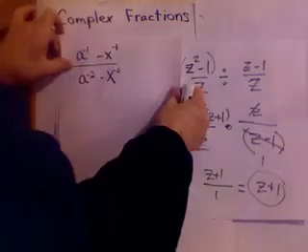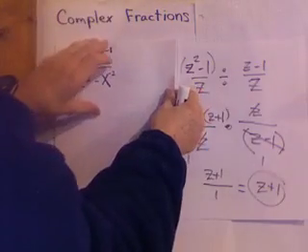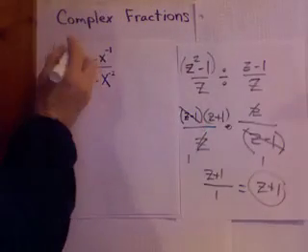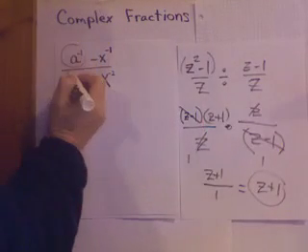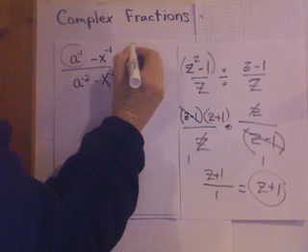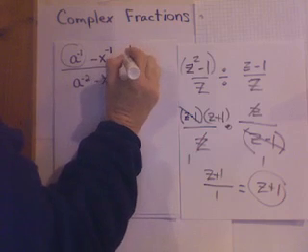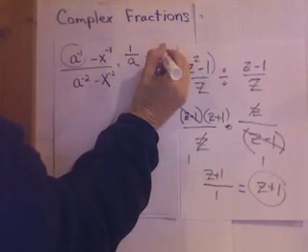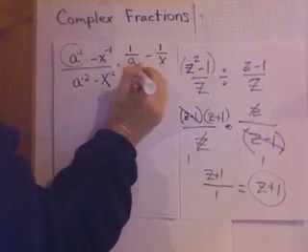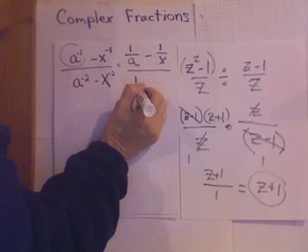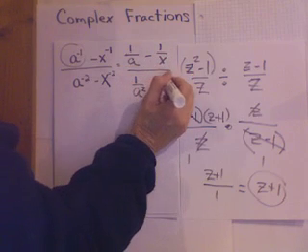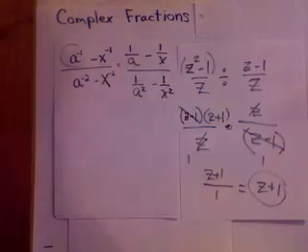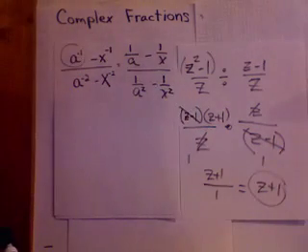Okay, this one has negative exponents in it. So you have to be careful when you see negative exponents. A to the negative 1, this little part here, really means 1 over a. So I have 1 over a minus 1 over x all over 1 over a squared minus 1 over x squared. Now that I've dealt with the negative exponents, I can work the fraction.